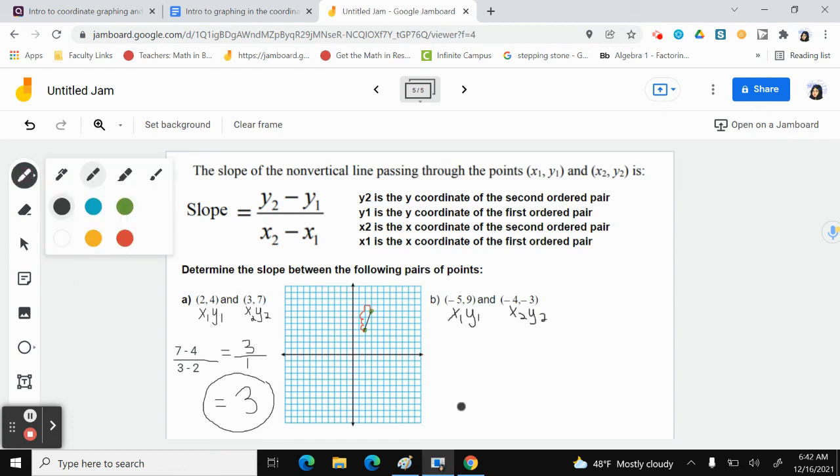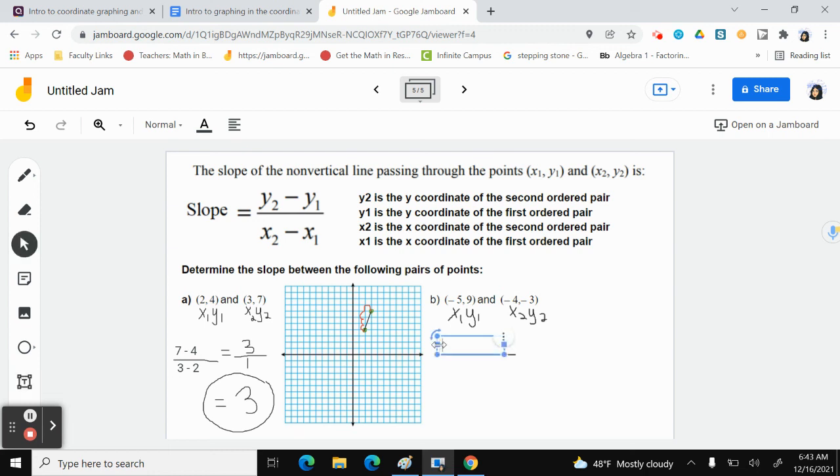So again, it's y2 minus y1, our formula. So I'm going to take my second y value, which is a negative 3. And the formula says to put a minus, so I'm putting a minus. And then I'm going to subtract my first y coordinate, which is 9. Okay. For the bottom, I'm going to do my second x coordinate, which is negative 4. The formula says to put a minus, so I'm putting a minus. And then my first x coordinate is negative 5. Okay, be super careful with these double negatives.